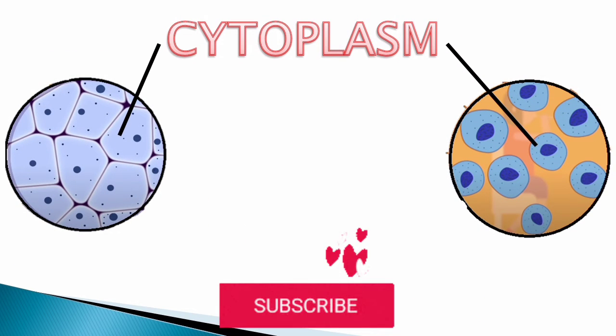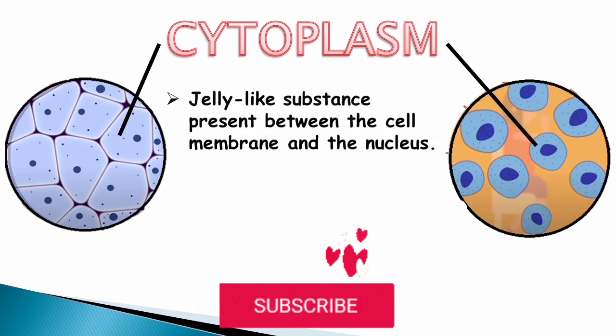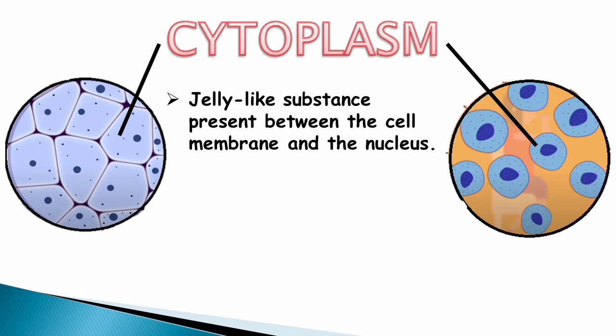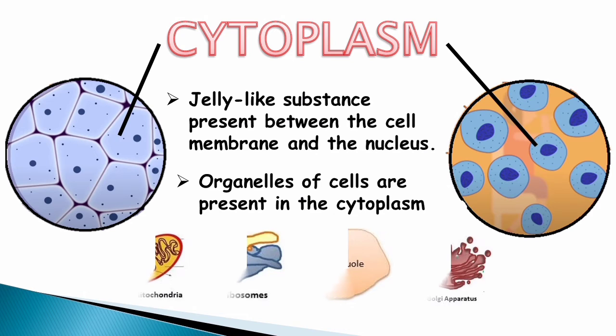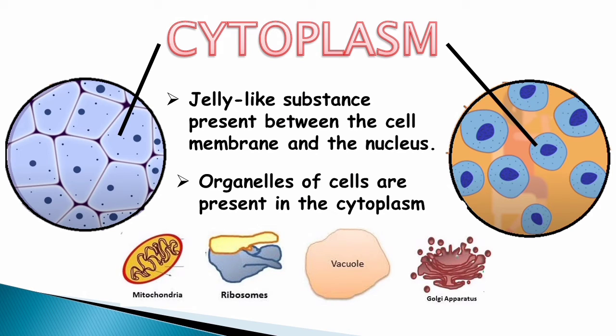The next part of the cell is the cytoplasm. Cytoplasm is the fluid substance present inside the cell. It's a jelly-like substance and it is present between the cell membrane and the nucleus. The other organelles of the cell is present in the cytoplasm. Organelles are the subcellular parts of a cell which performs specific function. Just like we have organs inside our body, there are organelles present inside the cell. Some examples of the organelles are mitochondria, ribosomes, vacuole, Golgi apparatus, etc. Each of these organelles have separate function.